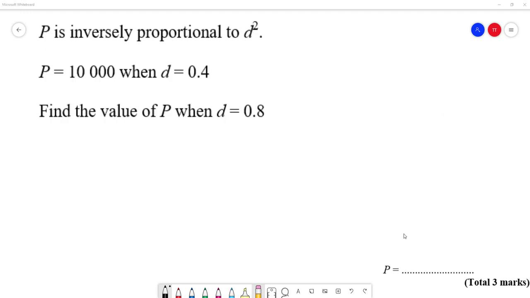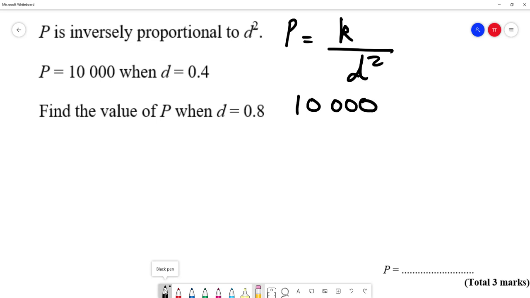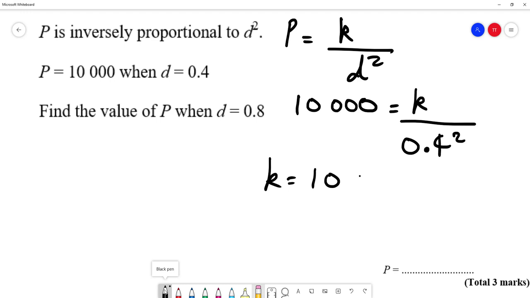So the next type of question in inverse proportion is a question like this. P is inversely proportional to D squared. When we write this statement again, we're going to be careful. So we're going to say P equals K over not just D, but it's the square of D, so it's D squared. Now we can find out K. P is 10,000, and D is 0.4, so it's 0.4 squared. So K is going to be 10,000 times 0.4 squared.